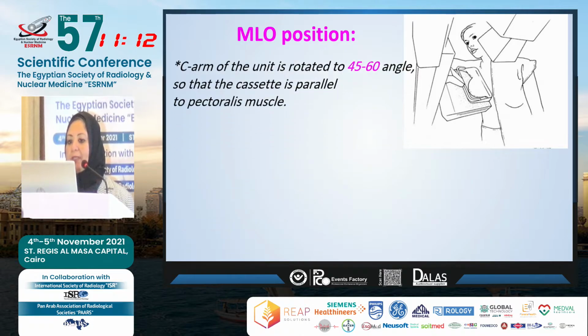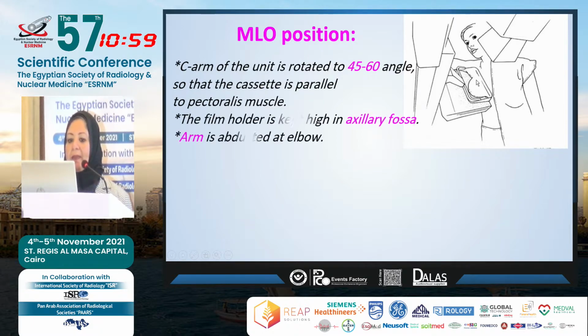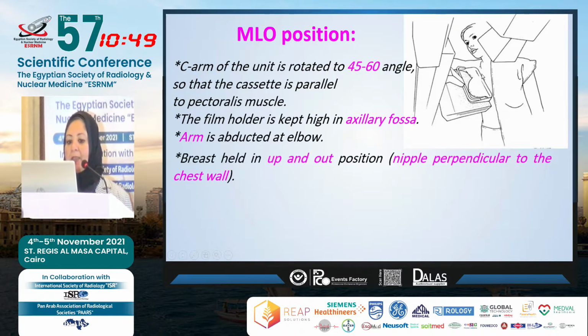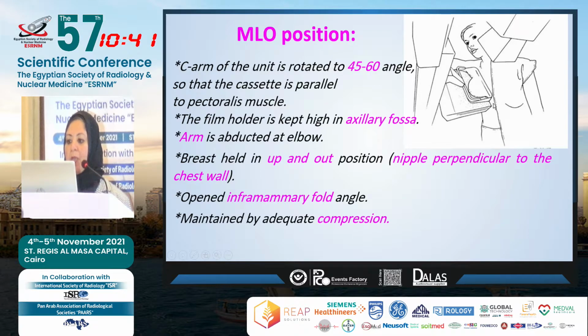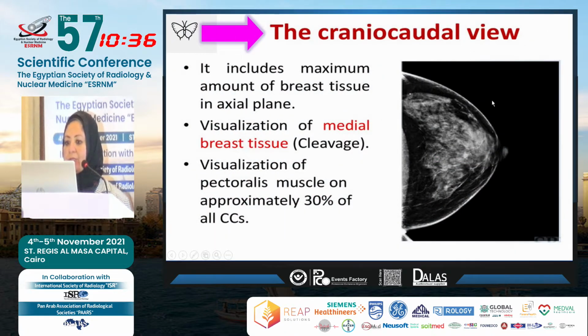If the patient has any congenital nipple retraction, or if she is lactating, we should document this information. How to perform the mediolateral oblique position? First, the C-arm of the unit is rotated about 45 to 60 degrees so that the cassette becomes parallel to the pectoralis major muscle, and the film holder should be kept high in the axillary fossa. The arm should be abducted at the elbow. Then have the breast up and out so that the nipple becomes perpendicular to the chest wall. Open the inframammary fold angle and maintain adequate compression.